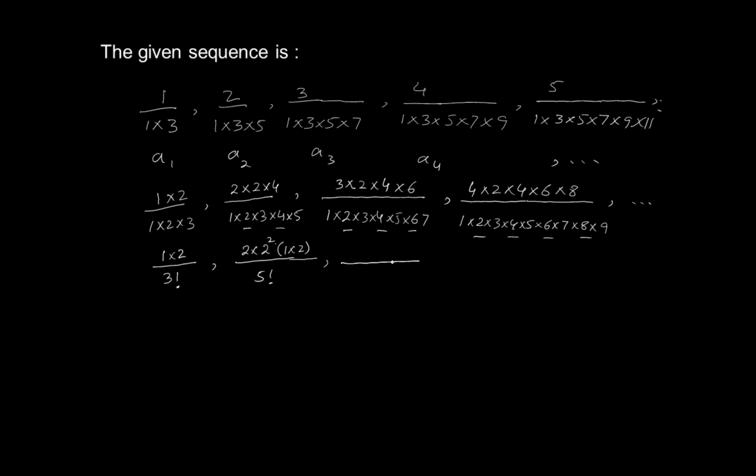and in the third term, in the denominator 7 factorial, and in the numerator 3 multiply 2 power 3 and 1 multiply 2 multiply 3, and in the fourth term, in the denominator 9 factorial, 9 into 8 into 7 into 6 into 5 into 4 into 3 into 2 into 1, so this is 9 factorial, and in the numerator 4, and the remaining is 2 power 4 multiply 1 multiply 2 multiply 3 multiply 4, and so on.